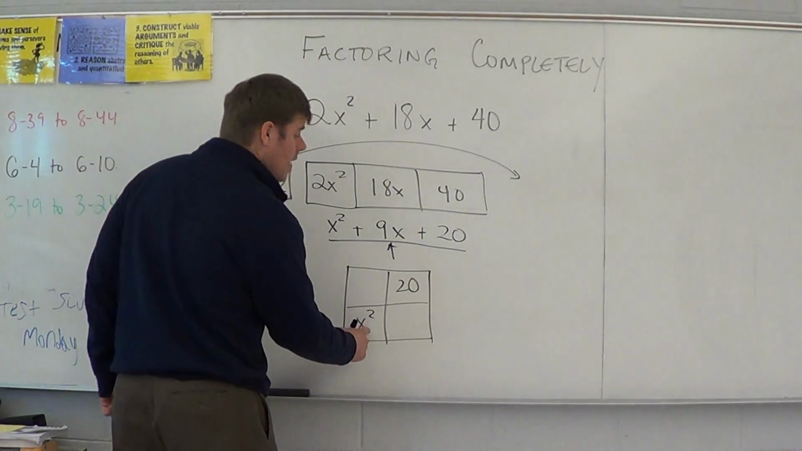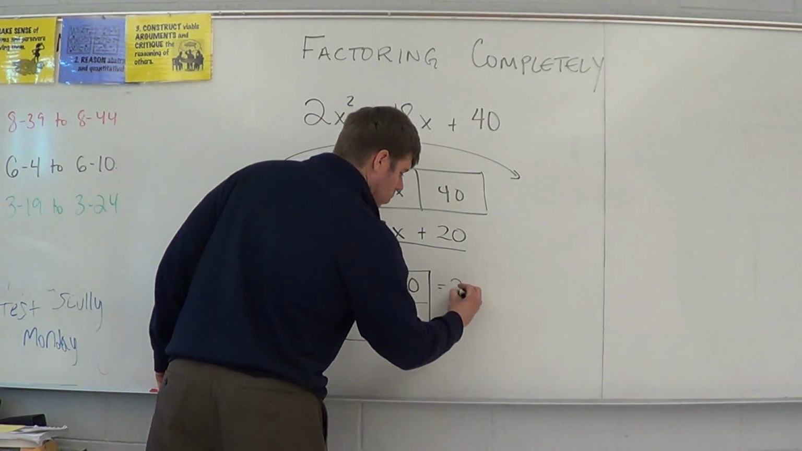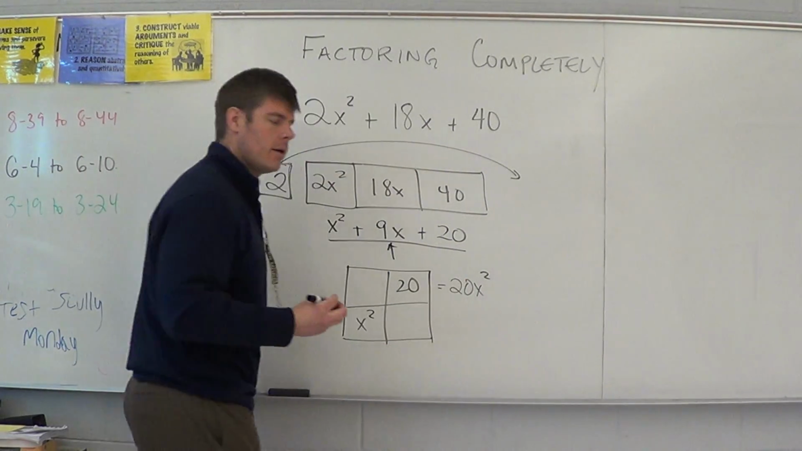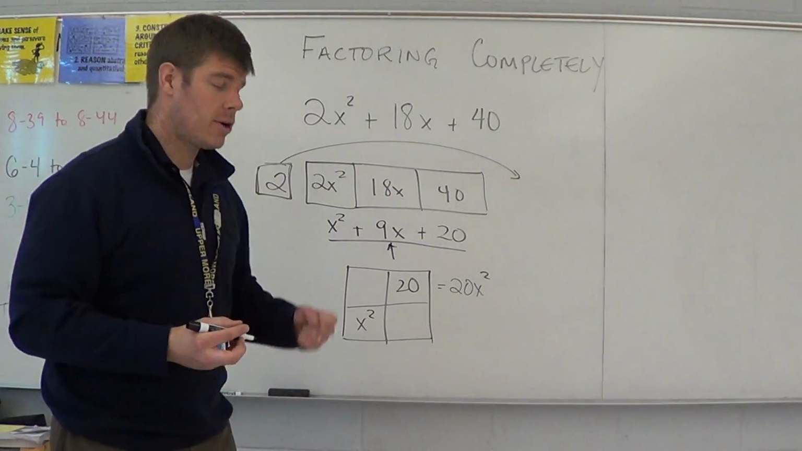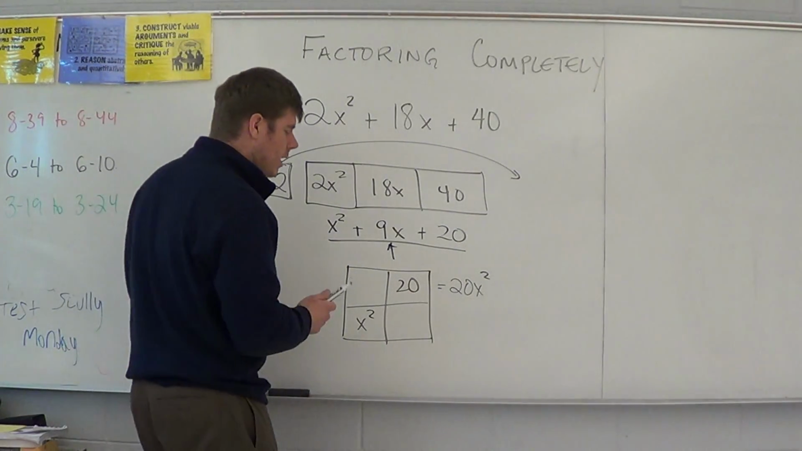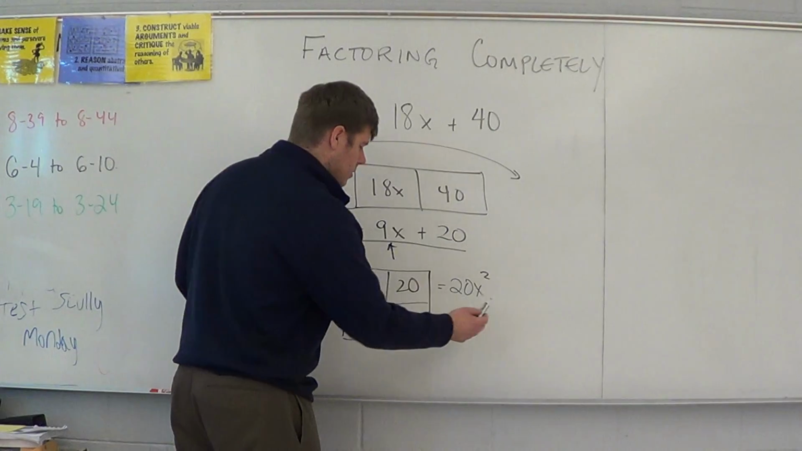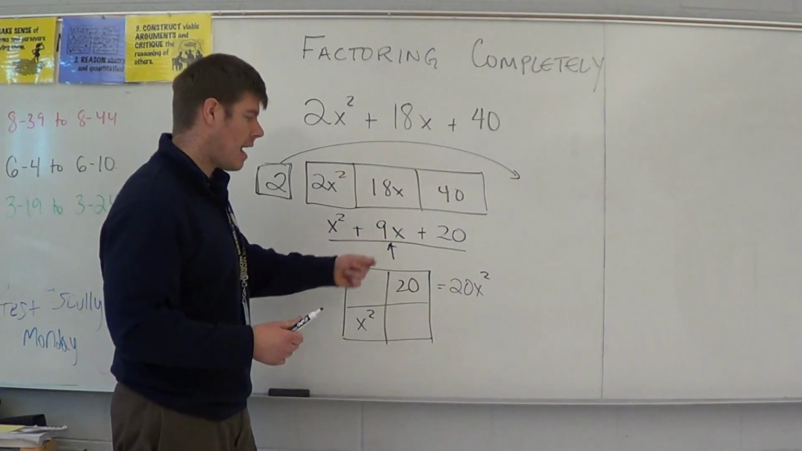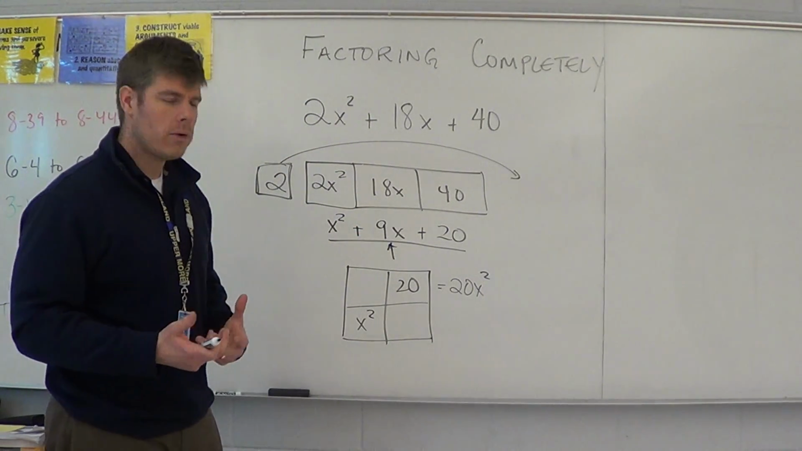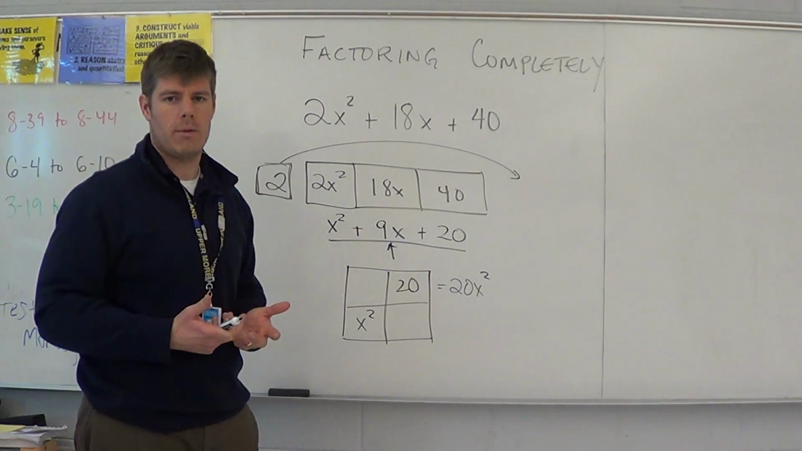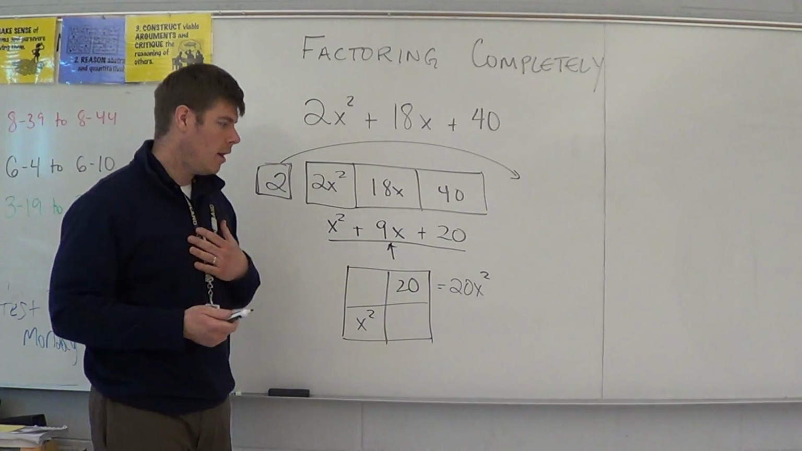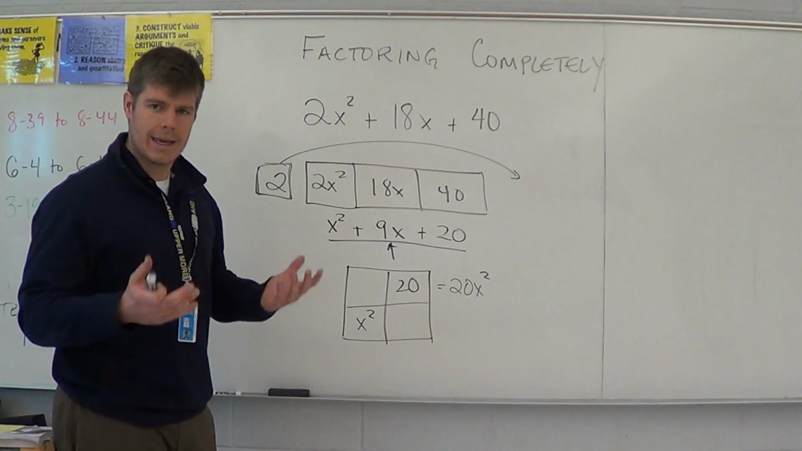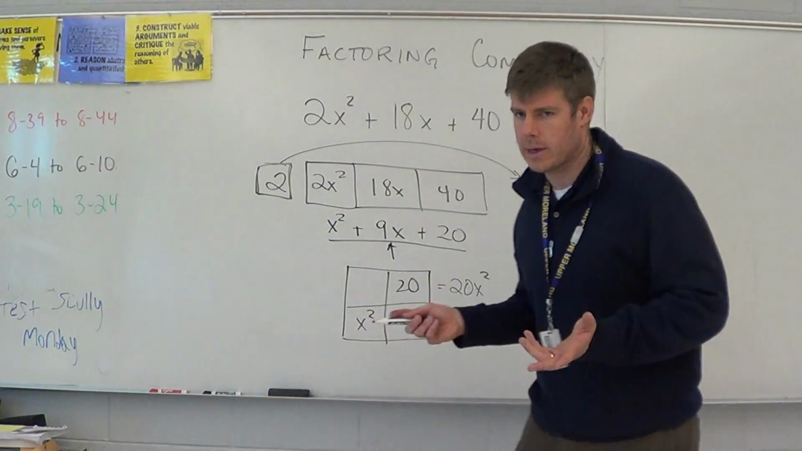So now I do A times C, which gives me 20x squared. Now what I'm going to do is think, okay, what can I multiply together that makes 20x squared that when added makes 9x? You can list them out or you don't have to. It depends on how good you get with numbers at this point. For me, I tell kids to list them out until they get the hang of it, so we're just going to list them out very quickly.